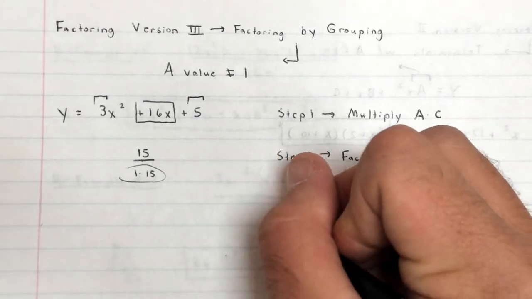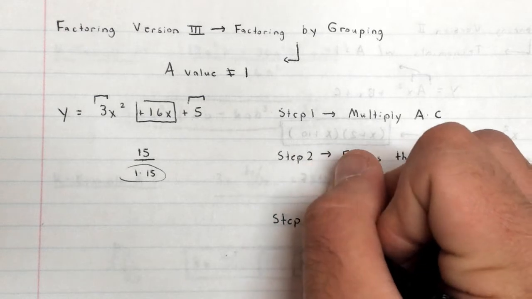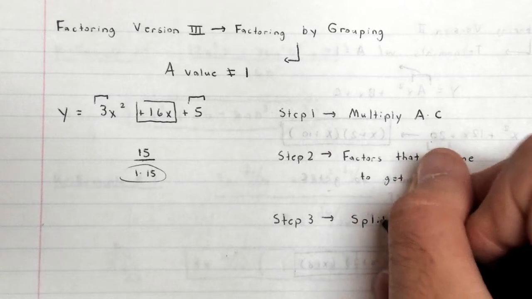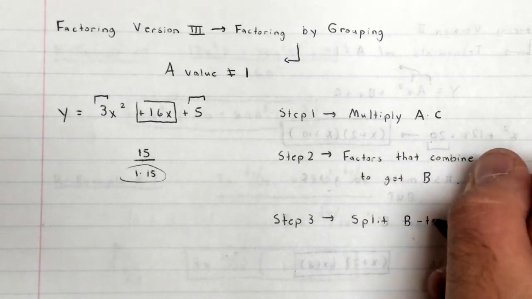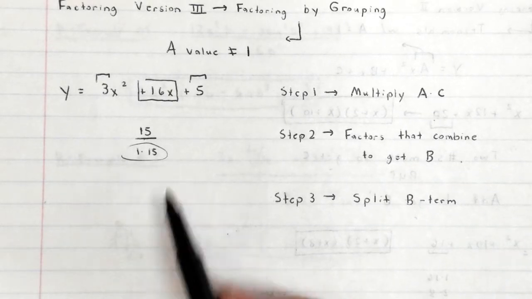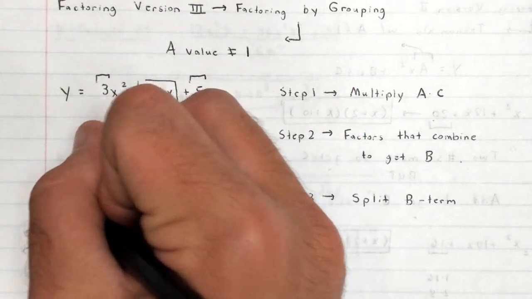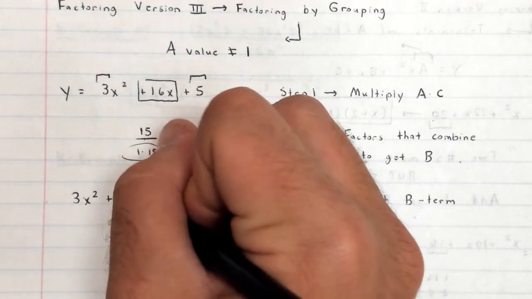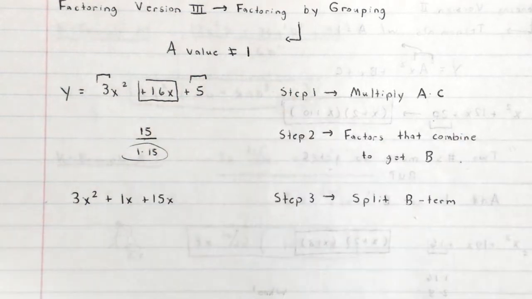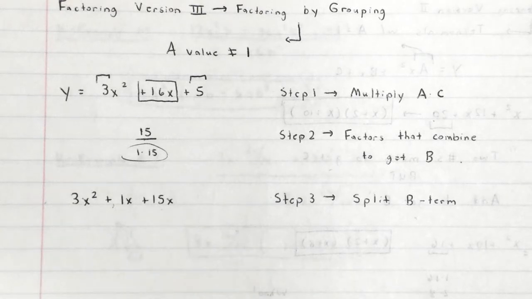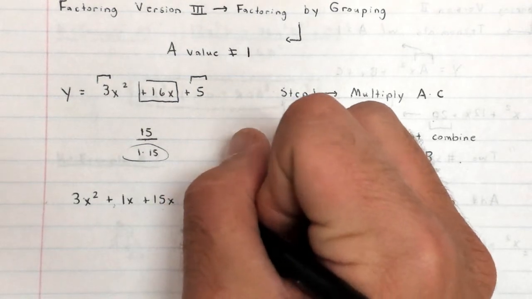So I'm going to split, that's step 3, split my B term. And this is what I mean by that. I knew the factors were 1 and 15. So I'm going to take 3x squared up front plus 1x plus 15x. I split that 16 into a 1x and a 15x. And I have the plus 5 at the end.